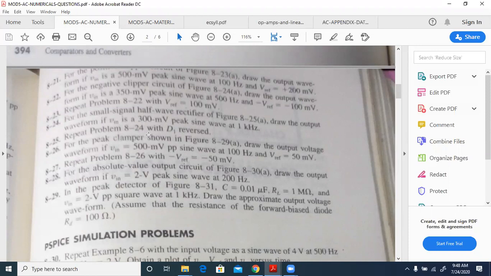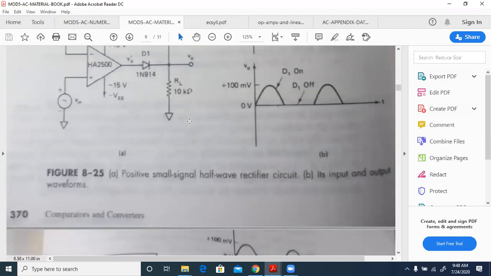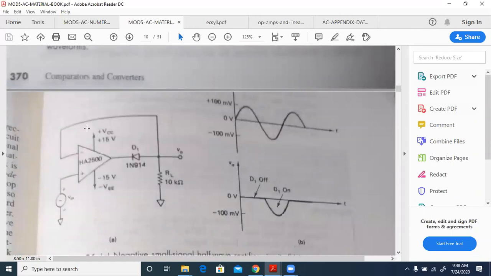So the next one is that only. Repeat the problem 8.24 with the diode reversed. So if the diode is reversed, what happens? Then you will get only the negative half, and that is, I think, given directly here. So same thing is here. Okay, so you will get this. So now this will again be plus 300, minus 300. This will be minus 300 millivolts, and we'll have the half sine wave with the diode being reversed compared to the earlier case. Okay.